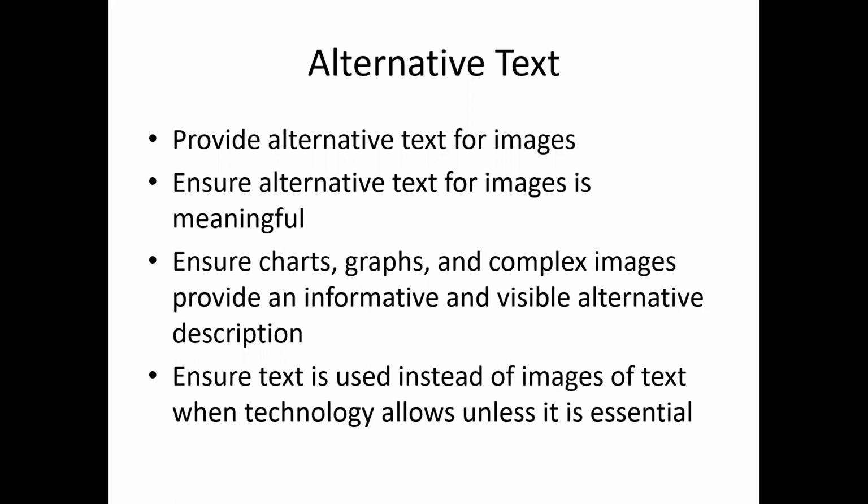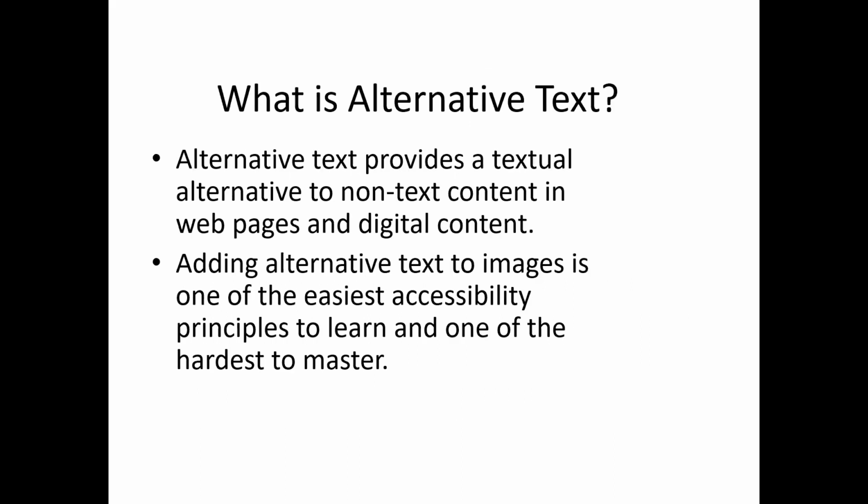We'll talk about image descriptions, and again, a lot of times when I'm talking to people around the state about accessibility, we're talking about pedagogy. We're talking about structure. We're talking about making things easier for everyone, not just people with disabilities. So alternative text just provides an alternative to the image for someone who can't see it. It's one of the easiest accessibility principles to learn, and it's one of the hardest to master. I would in no way say I've mastered alt text and image descriptions, because I haven't.